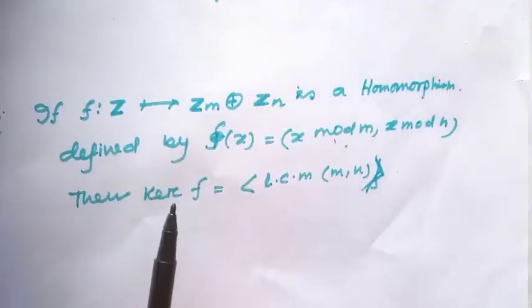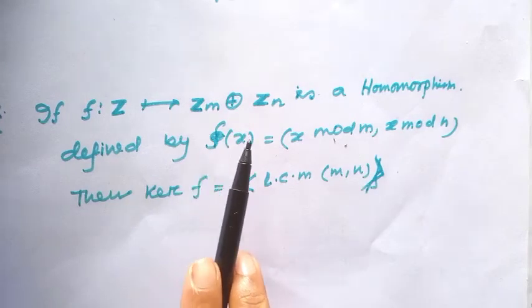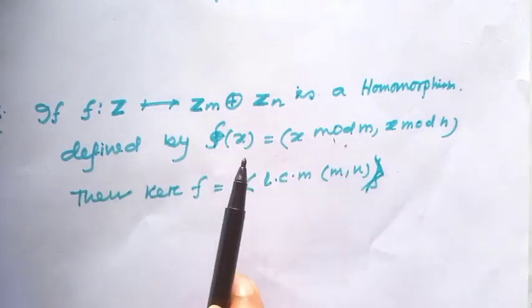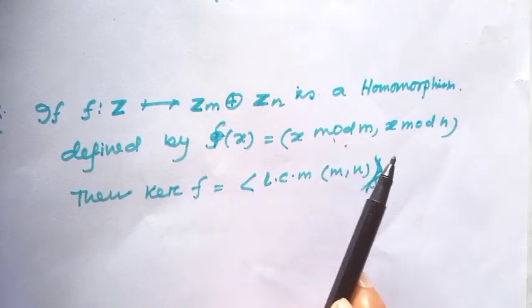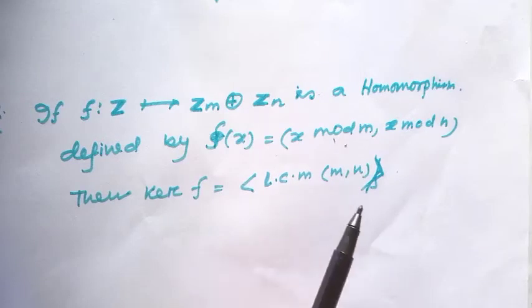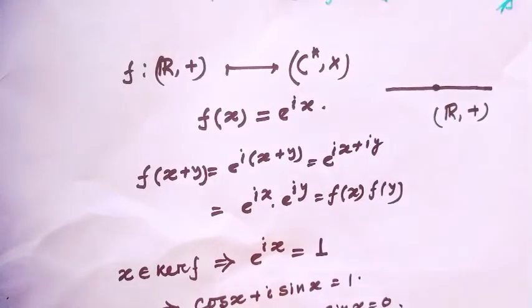Okay? And in general, if f is a mapping from Z to Zm direct product Zn, which is a homomorphism defined by f of x equals x mod m, x mod n, then the kernel of f is always generated by the LCM of m and n. And this is in general always true. Okay? Let's see one more example.